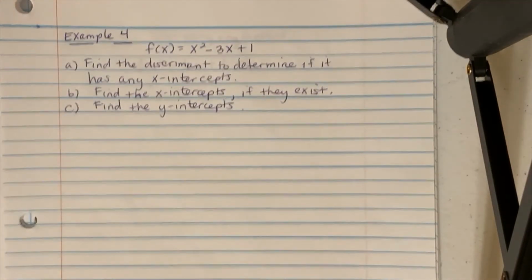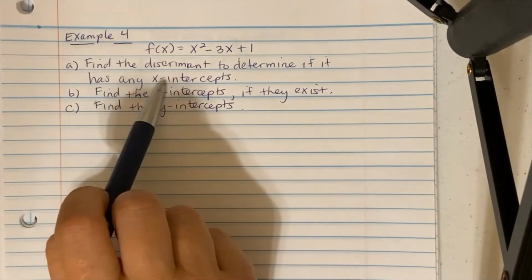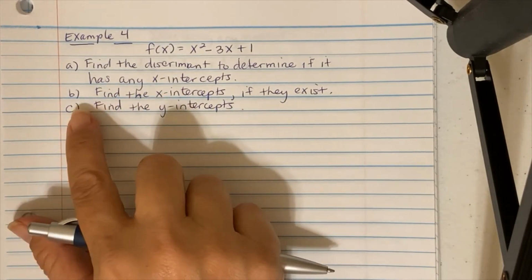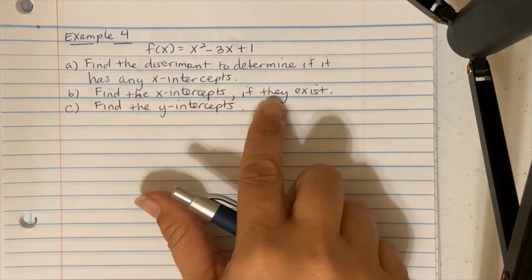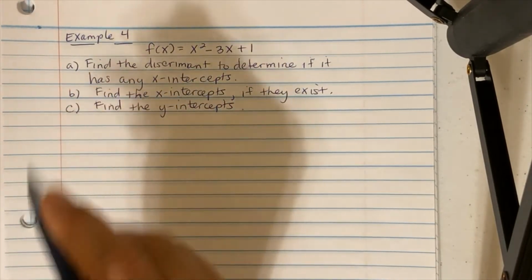Example 4 says f of x equals x squared minus 3x plus 1. In this problem, they want us to first find the discriminant to determine if it has any x-intercepts. B, find the x-intercepts if they exist. And C, find the y-intercept. So we're going to start with part A.